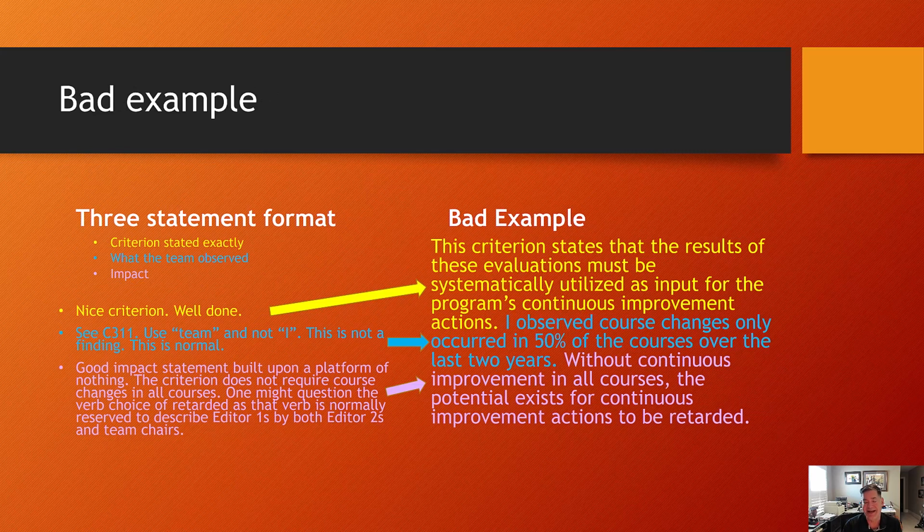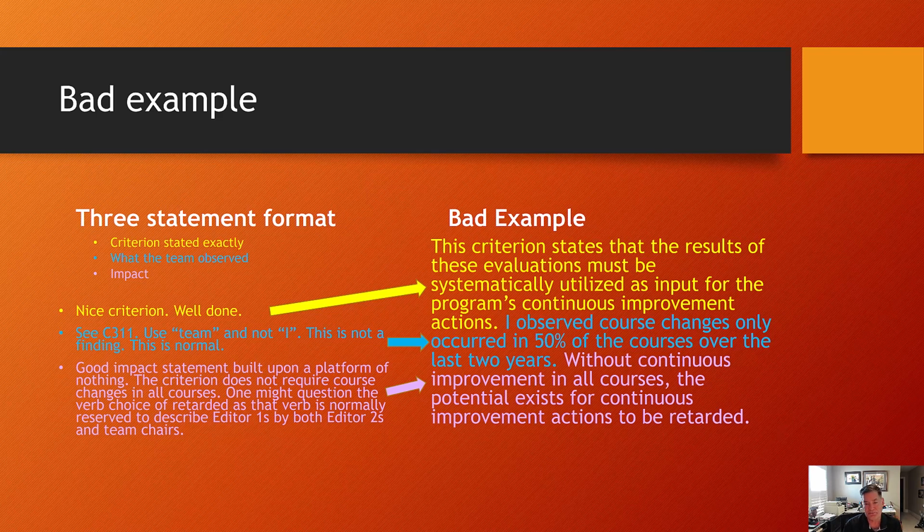And of course, not everything is pure evil. In this case, the team chair did a good job with the criterion. It's stated correctly. But notice the observation. First of all, they use the pronoun I. That's bad because C311 says don't use I, use team. And then it goes on to say, hey, course changes only occurred in 50% of the courses over the last 2 years. That's normal. It doesn't have to occur every single year.